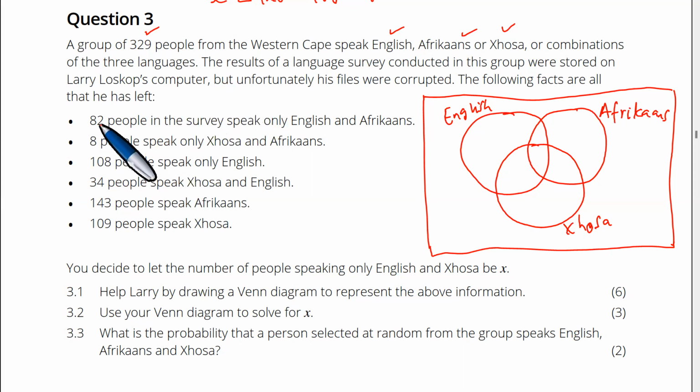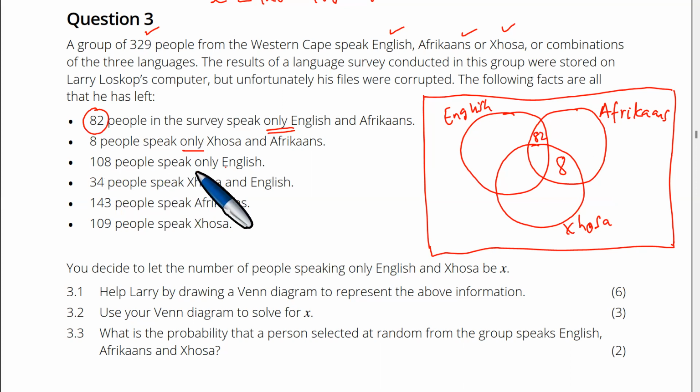All right, let's come here. 82 people in the survey speak only English and Afrikaans. So if they speak only English and Afrikaans, it means they don't speak Xhosa, and those are 82. 8 people speak only Xhosa and Afrikaans. Only Xhosa and Afrikaans, 8. So they don't speak English. There are 8 of them here.